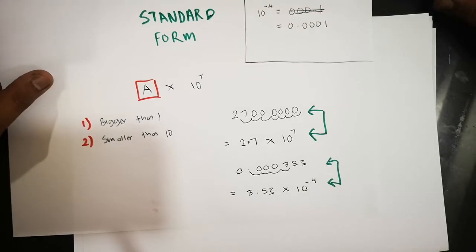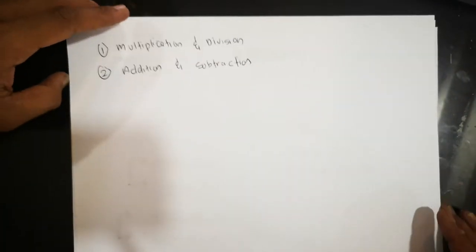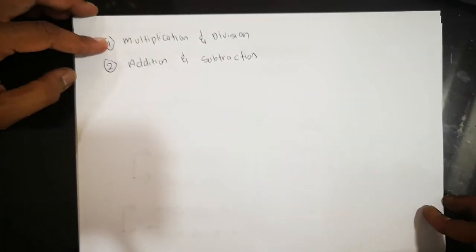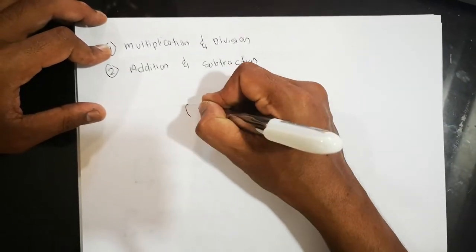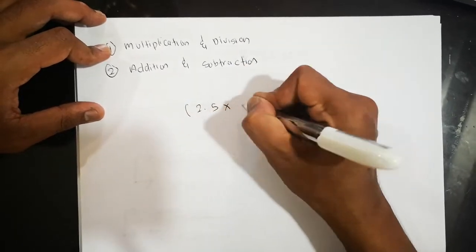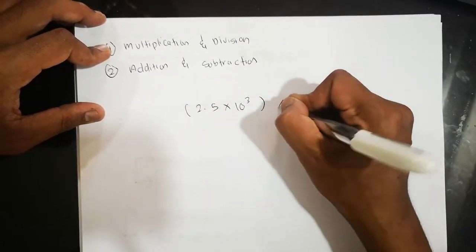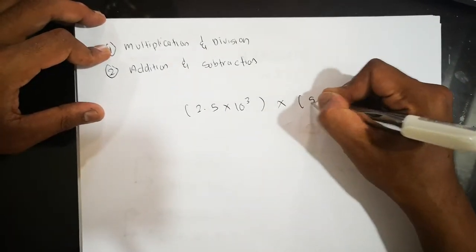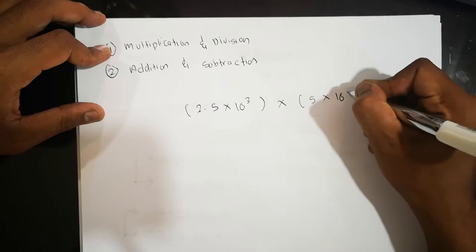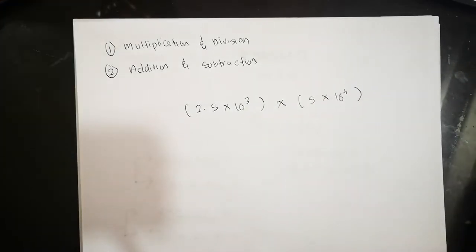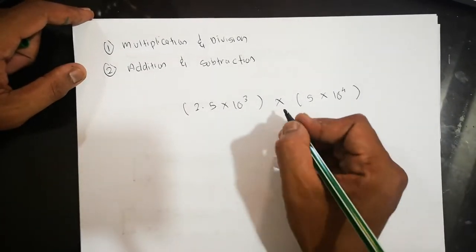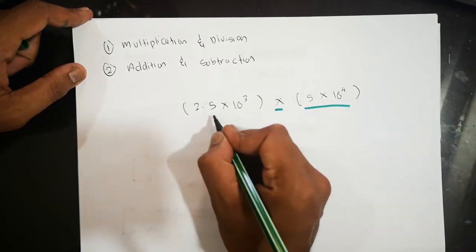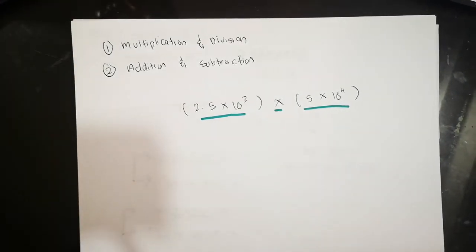Okay, so now let us try. Let me teach you how to do a multiplication question. Example, I have 2.5 times 10 to the power of 3 multiplied by 5 times 10 to the power of 4. As you can see, I have two sets of standard form, right? Now we are dealing with multiplication. How do you multiply it together?